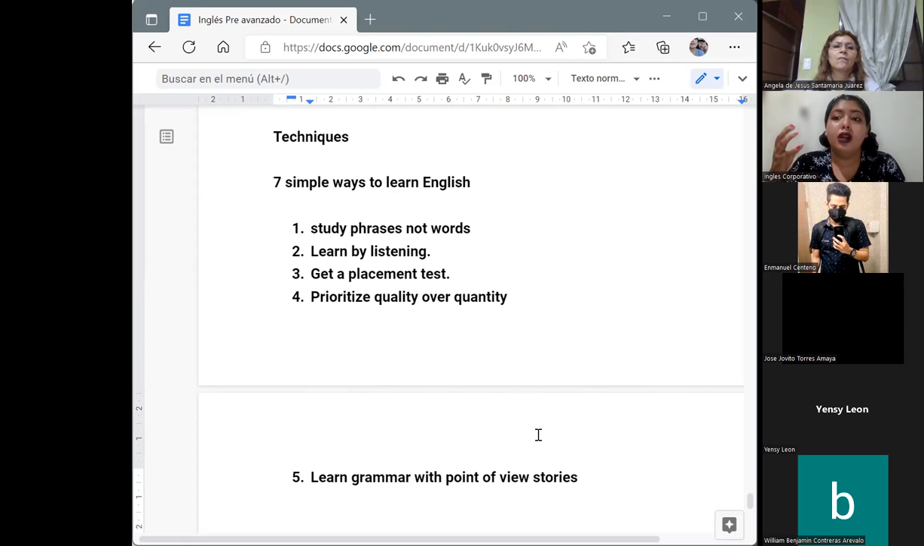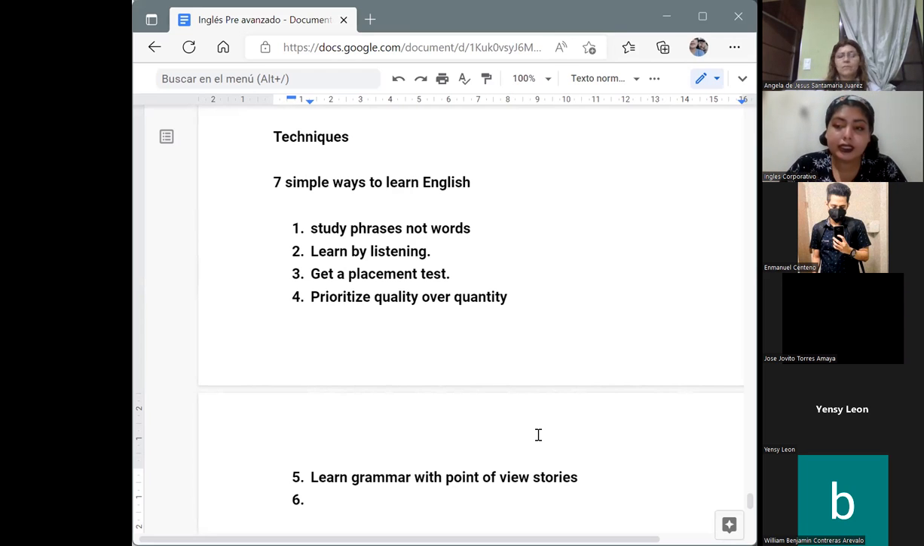So you need to focus also on listening, because in some cases we focus on speaking, or on writing, or on reading, but we don't work on listening. We need to work on the four macro skills that we need to learn English. That is reading, listening, writing, and speaking. The four of them are a group of skills that we need to develop when we are learning English.